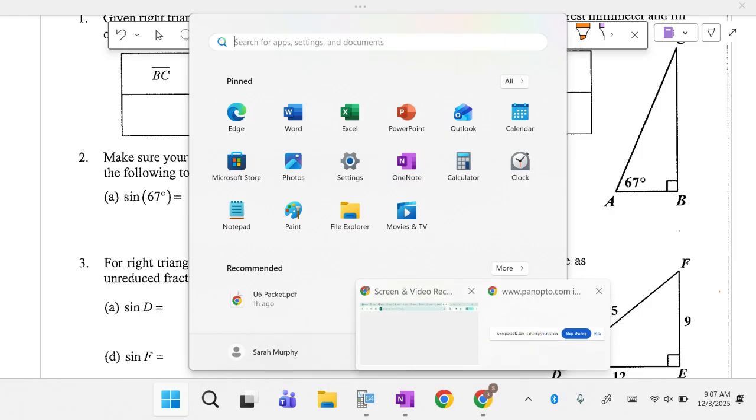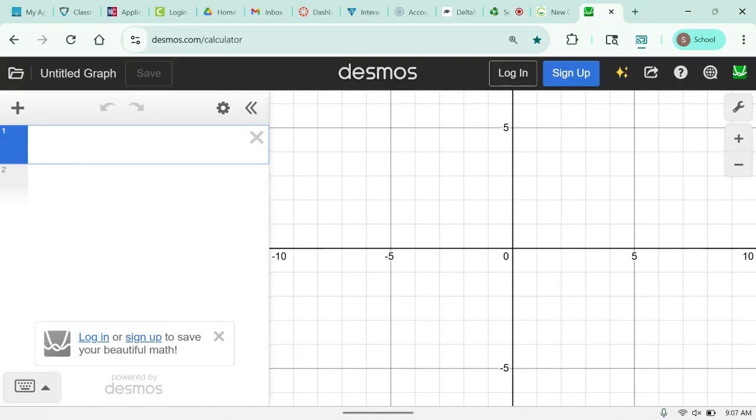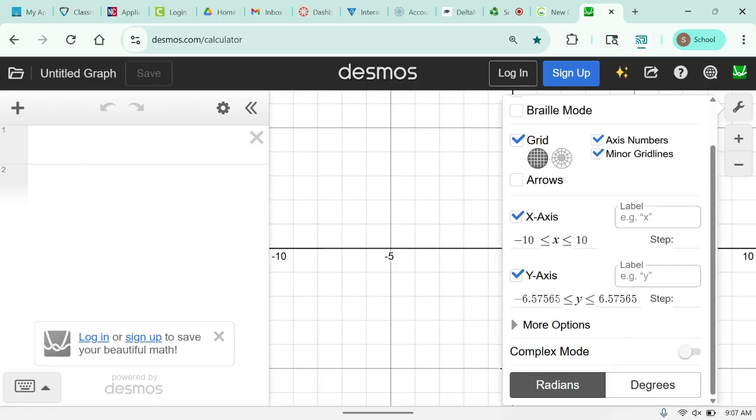So guys, real quick, just look up here. So if you were using Desmos at home, all right, what you would do is that you would hit the little wrench key in the top right corner, scroll down until you see radian degrees, and then just click on degrees. And now it's in degree mode.